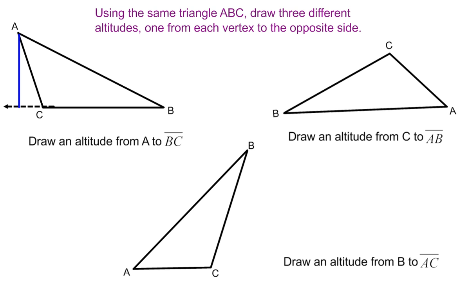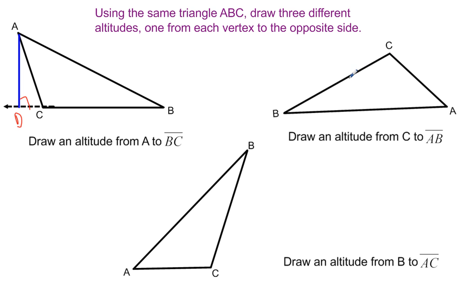I'm going to call this D. So AD is the altitude of triangle ABC. Notice how AD is perpendicular to BC. What I needed to do is extend line segment BC. I needed to extend the leg of the triangle BC.